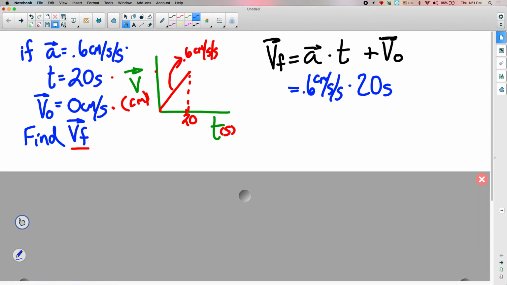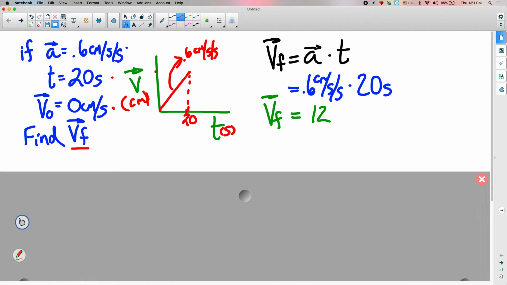Now, the initial velocity in this case happens to be 0, so we actually don't need to include the velocity at time 0 for this problem. If you did, you want to add that in there. Next up, we just do simple math. We do 0.6 times 20, which you could use a calculator for. If you don't have a calculator, you could think, well, what would 0.6 times 2 be? And that would be 1.2, so times 10 more would be 12.